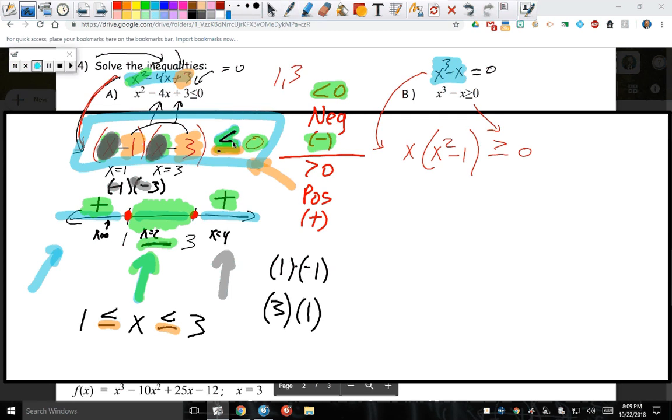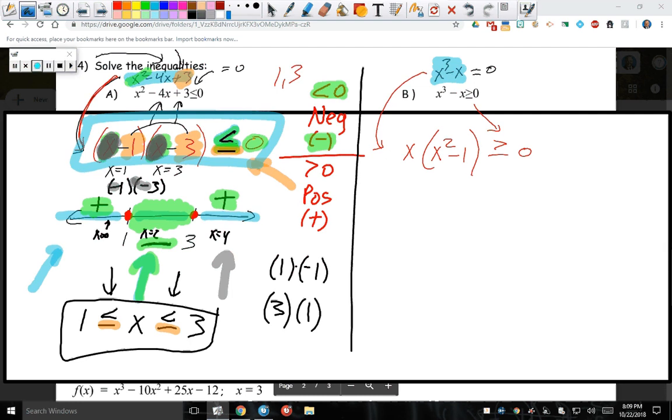Okay, like that. So this is my answer. So you can write it like that, as far as in inequality forms, okay? Alright, so now let's come over here to part B. Part B, I'm going to factor out this difference of squares.